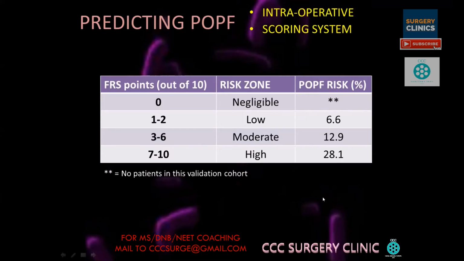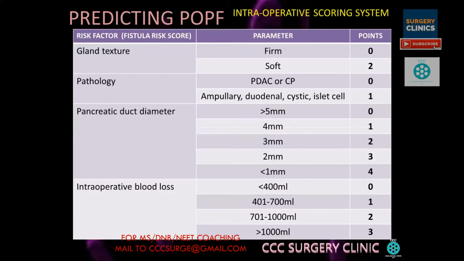So this is something that you have to keep in mind. That risk scoring is something that please keep in mind. That has been accepted after 2016. You don't need to remember all that. What you assess is gland structure, pathology, pancreatic duct diameter, and intraoperative blood loss. 4 things. Please remember that.